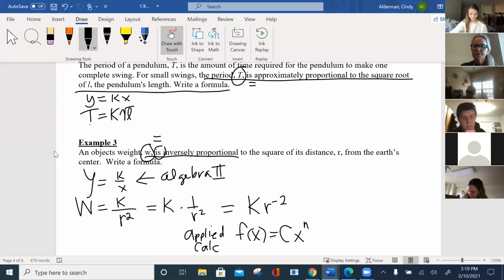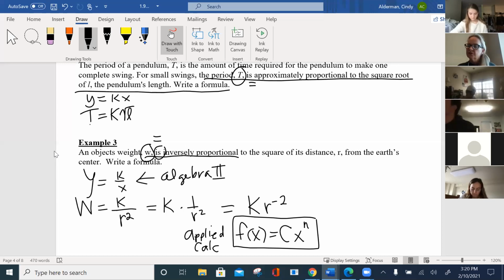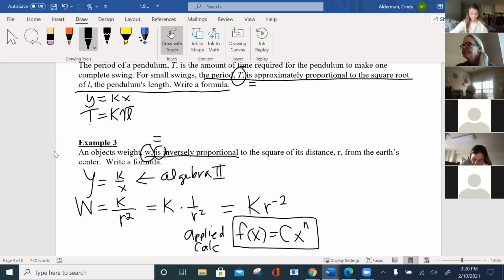So by the end, we're going to be using this applied calculus version of proportionality because it covers both direct and indirect. It just depends on whether the n exponent is positive or negative. But this way, we're using just one formula, which is simpler. Any questions so far, guys? Everybody okay? Okay.